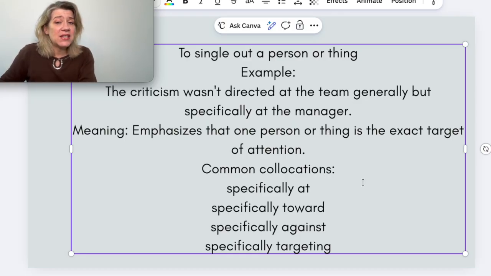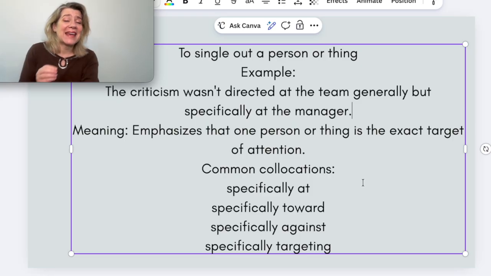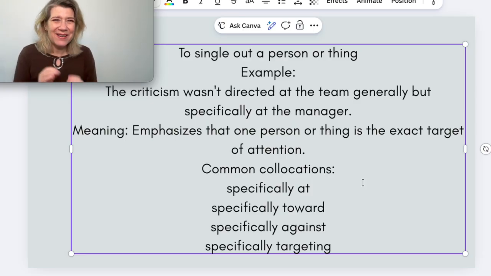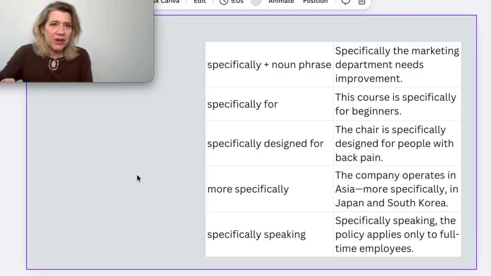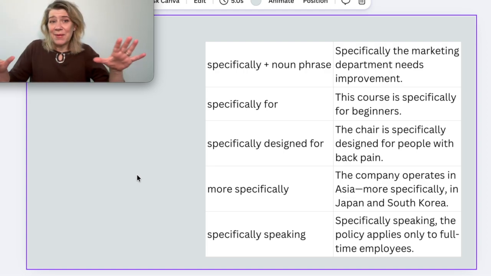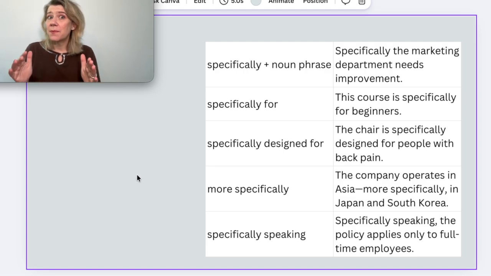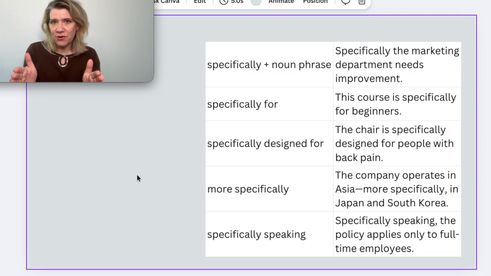Some collocations would be directed specifically at, and we can take specifically out and say directed at, specifically toward, specifically against, specifically targeting. We specifically target a particular group of people maybe, or a person if we really don't like them. We would use specifically with a noun phrase. For example, specifically, the marketing department needs improvement. Maybe we all need improvement, but the marketing department really needs improvement.